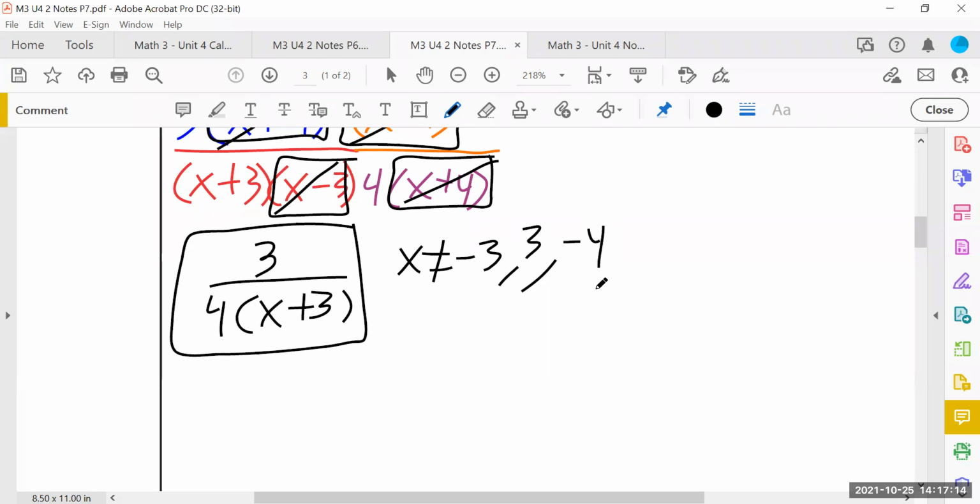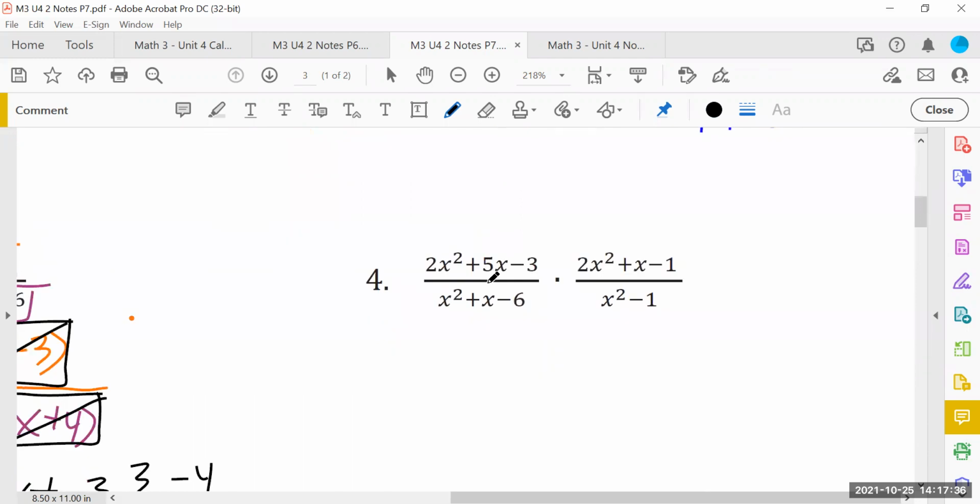Does that make sense? Those are our excluded values that would make the bottom 0 here. So now, there's my answer. There's my excluded values. I'm done. Does anyone have any questions on that one? Let's look at another example.